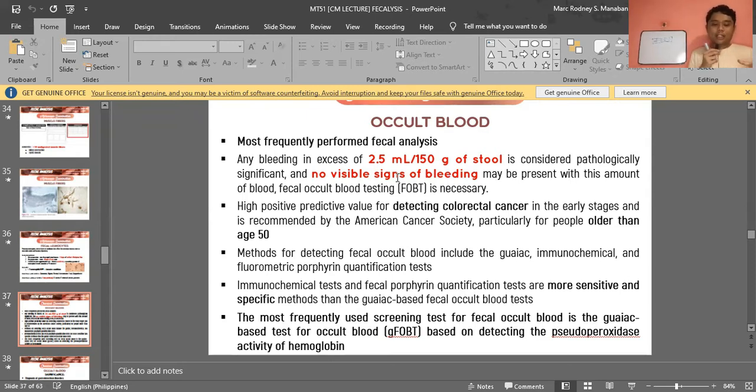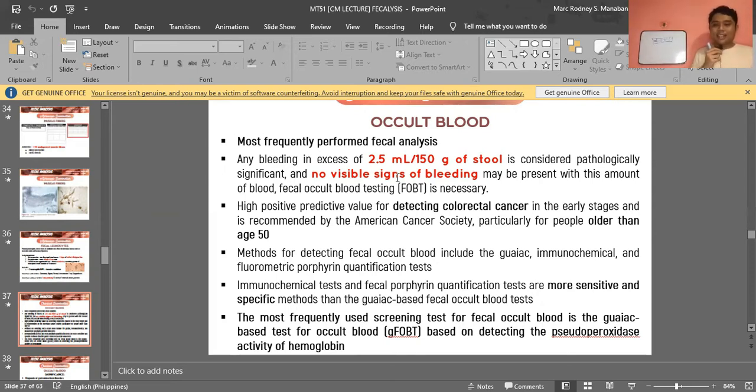Because again, an amount of about 2.5 ml per 150 grams of stool is already significant. But this amount of blood cannot be seen macroscopically sa atong mga stools, all right? And that is what we call the occult blood. It's very significant, pero dili siya makitaan sa imuhang stool. That's why we have to detect this using different methods. And that is the testing for fecal occult blood, all right?